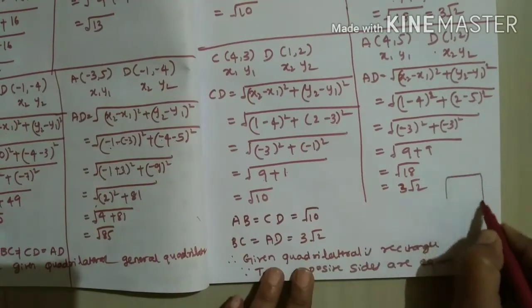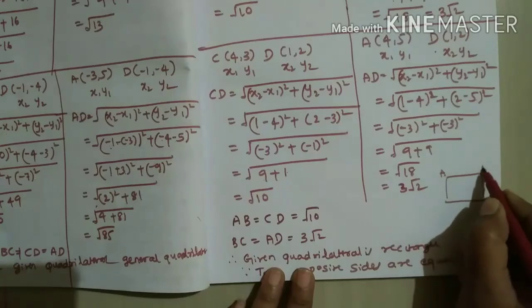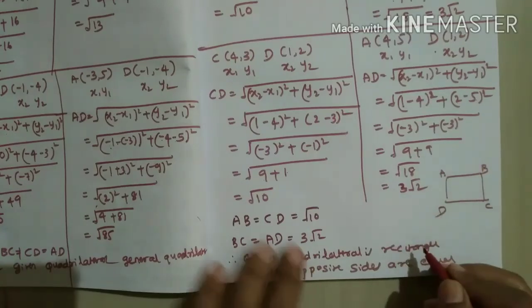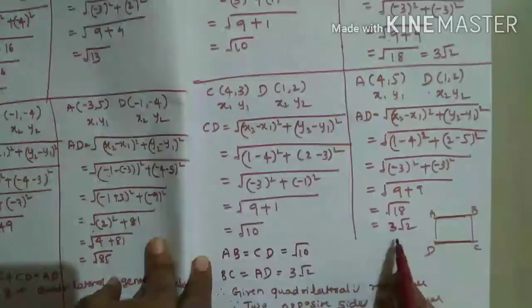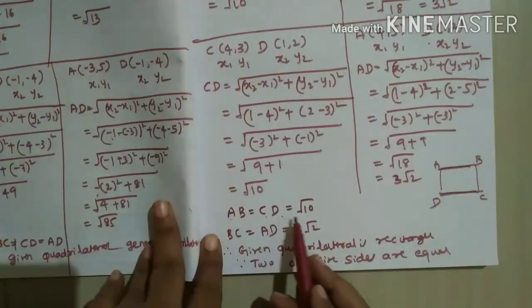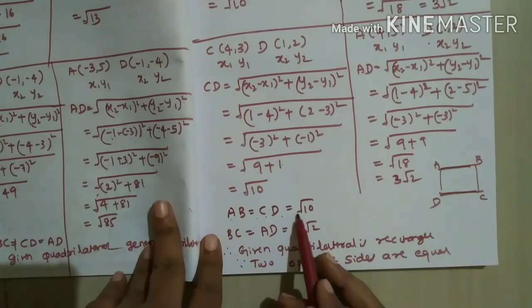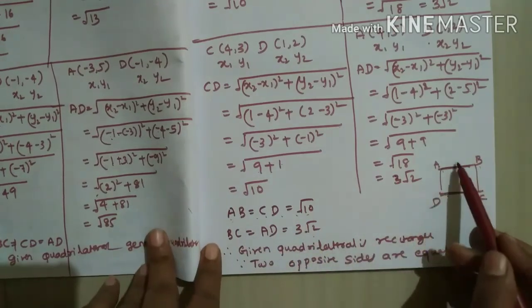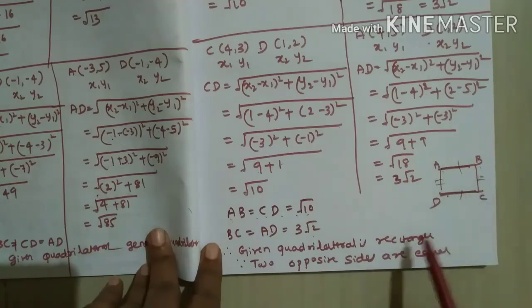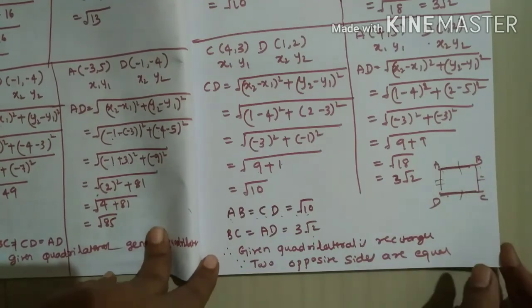I will consider one rectangle here. This I will take as A, B, C, D. If you take it like this, just observe here, AB is equal to CD, we got it. AB is equal to CD, we got as root 10, and AD and BC we got as 3 root 2. So we can say two opposite sides are equal. Therefore, the given quadrilateral is a rectangle.